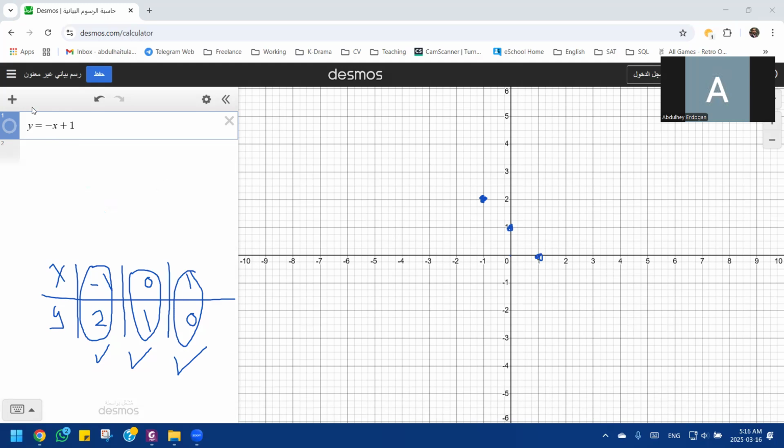If you need to check the answer, let me open the equation. All the points should be on the line. It is. So these 3 points are on the line. So when I match it with the straight line, I will get this line. Okay, so can students use values different than minus 1, 0, 1? Of course, you can change it. But the y value, you get it by substituting x.